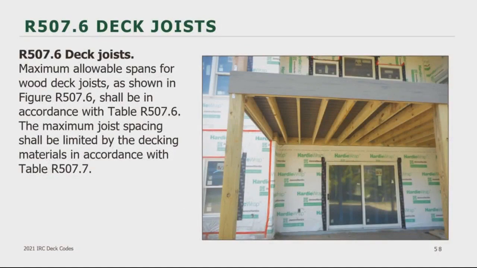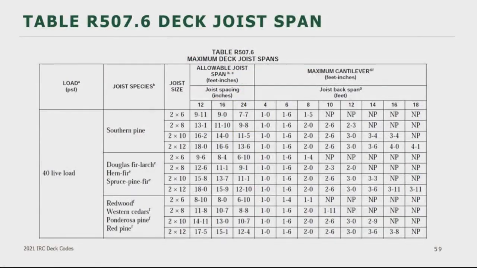R507.6 brings us to allowable joist spans. As I'm sure you're sick of hearing by now, the tables have been expanded out to include the 40 pounds per square foot live load that they've always had, plus the 50, 60, and 70 pounds per square foot of ground snow load. To find your joist span length, find the appropriate loading table, find your species, the joist size, the joist spacing, and that will give you the joist span length.